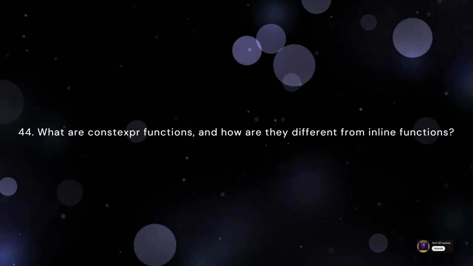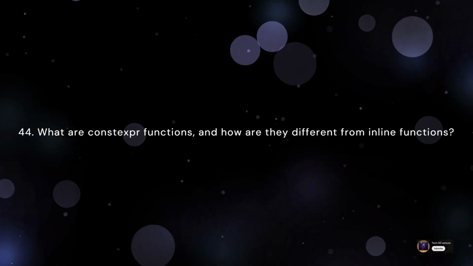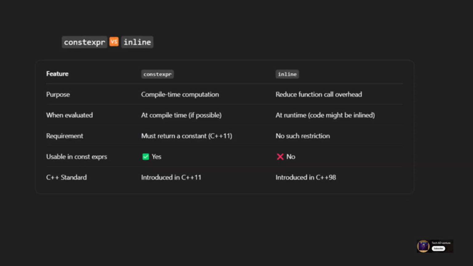44. What are constexpr functions, and how are they different from inline functions? Constexpr functions are functions that can be evaluated at compile time, if their arguments are constant expressions. This allows for optimizations and guarantees that certain computations are done during compilation rather than at runtime.